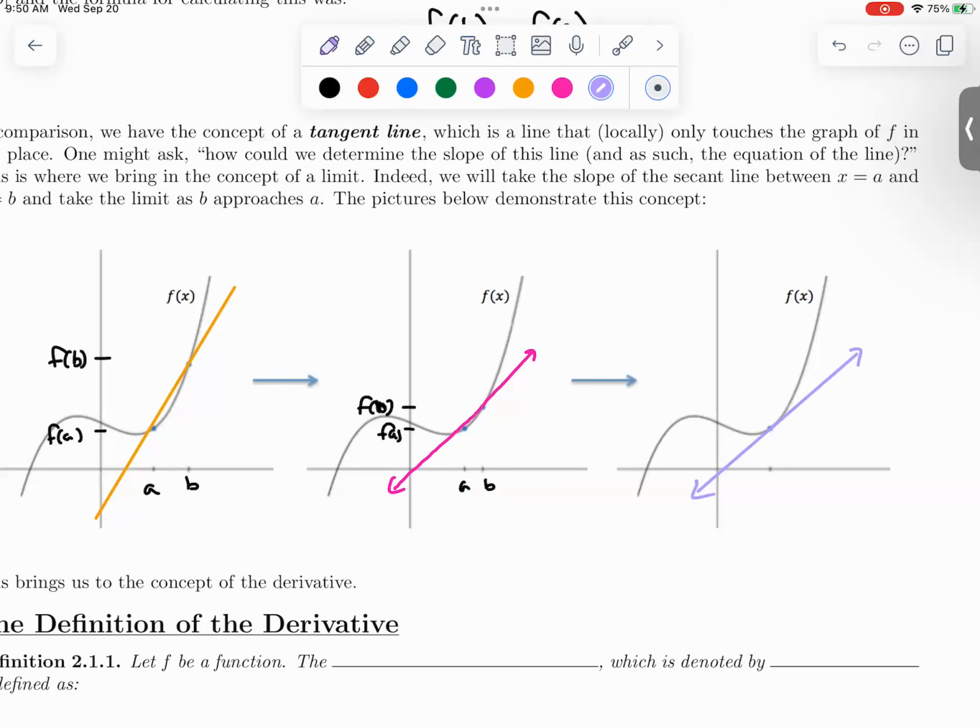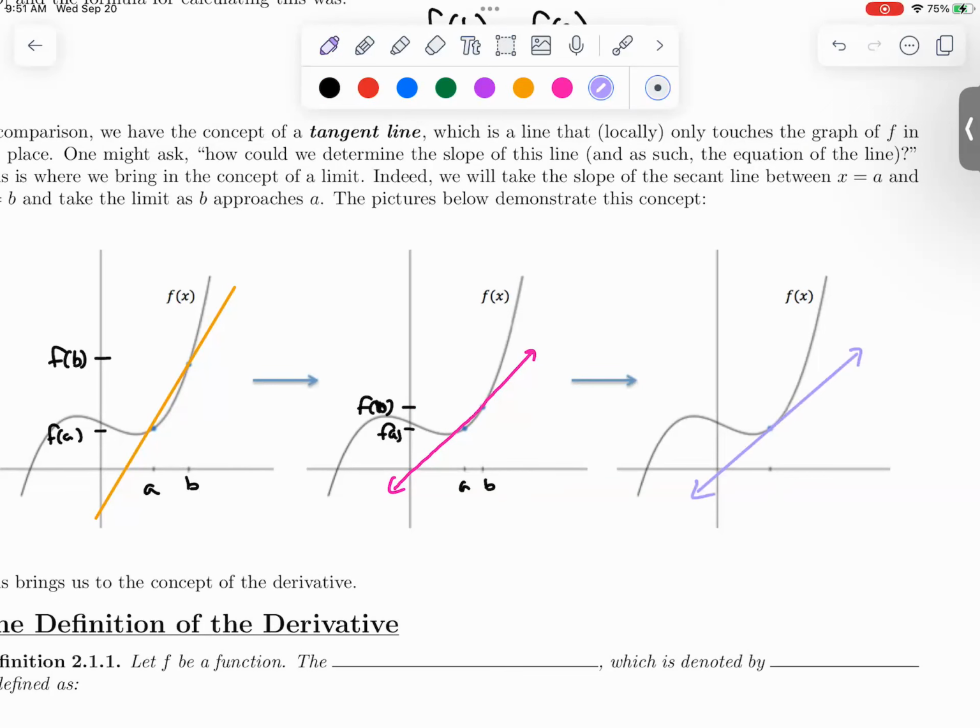And so that's how we're going to use the concept of the derivative, right? We're going to make B approach A. That's what we're going to do. We're going to take the limit as B becomes A.